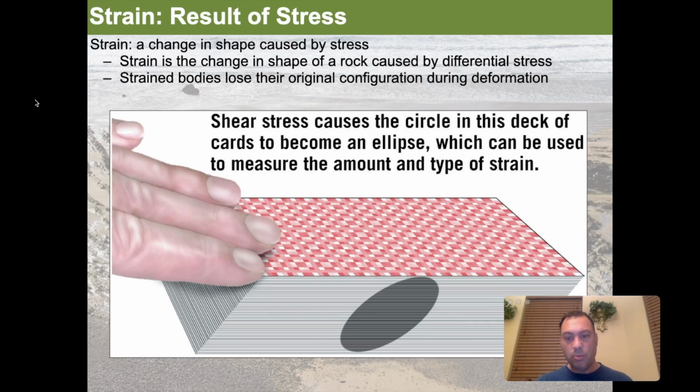And again, we use the analogy of a deck of cards. So here we see a shear ellipse that's actually drawn on the side of this deck of cards. So when you push on the side of it, you can use it to measure the amount of strain. We're not going to get into that in this class, but it's an important thing. It's called a strain ellipse. And it's pretty useful. In fact, it's extremely useful, especially in engineering applications.